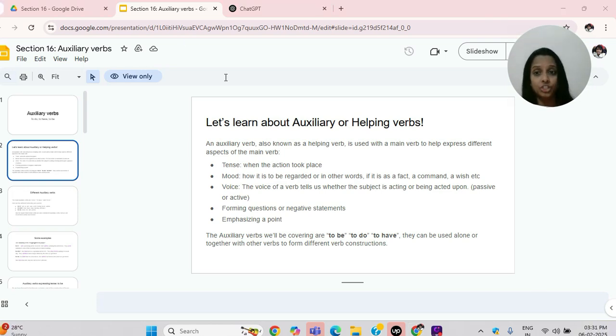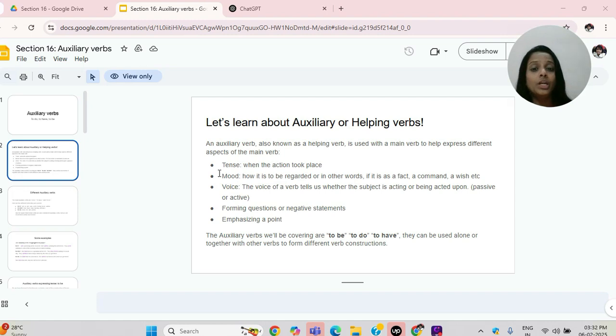So, in the correct version of our sentence, she is singing beautifully, the tiny word "is" is the auxiliary verb, and without it, the sentence loses its meaning. But that's just the beginning. Auxiliary verbs do much more than just support. They help create questions, change tenses, form negatives, and even add emphasis. Let's dive deeper into this.